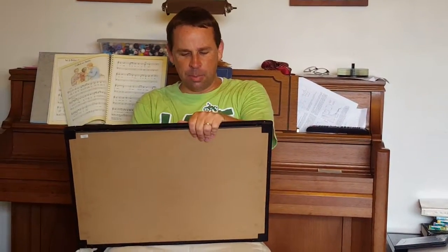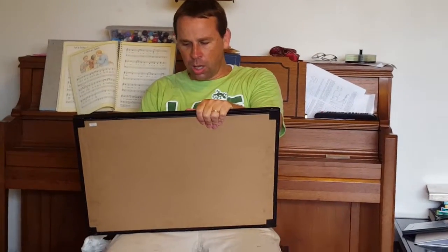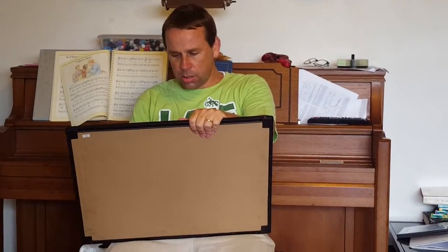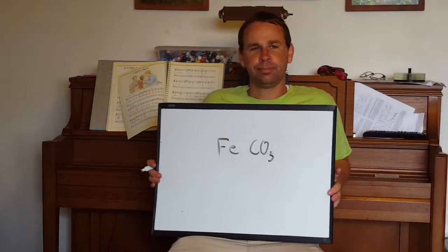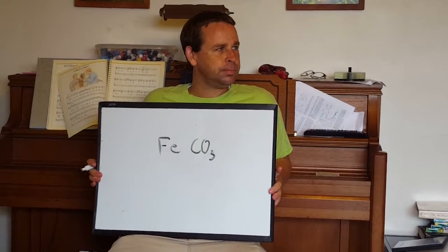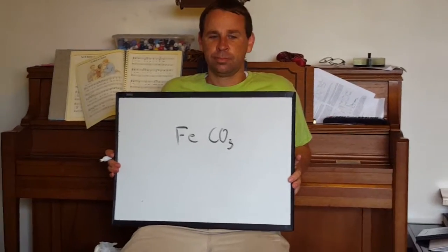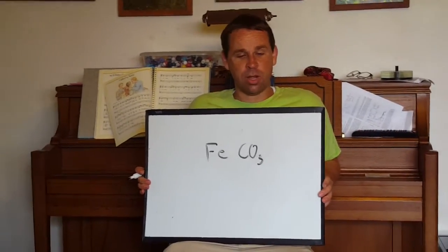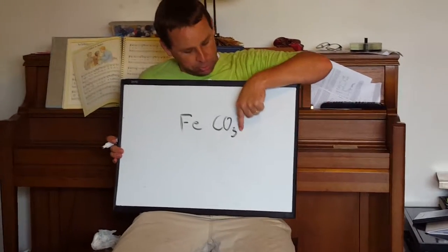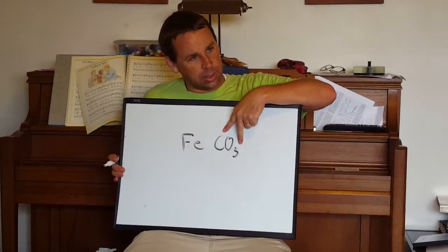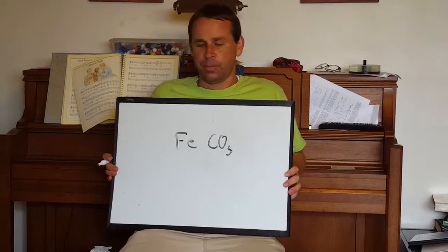Is this compound soluble or insoluble? Soluble. Wait, Fe is iron. That's right. But Co is cobalt. Insoluble. See, this is a capital O with three of those O's. This is a carbonate, a polyatomic ion.